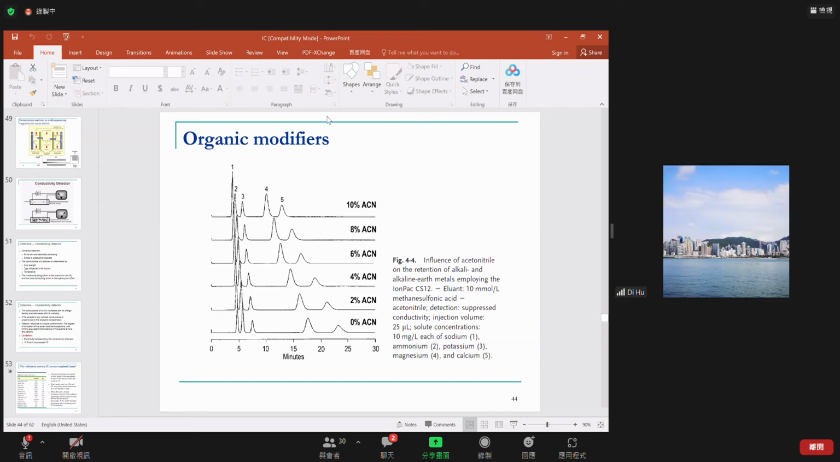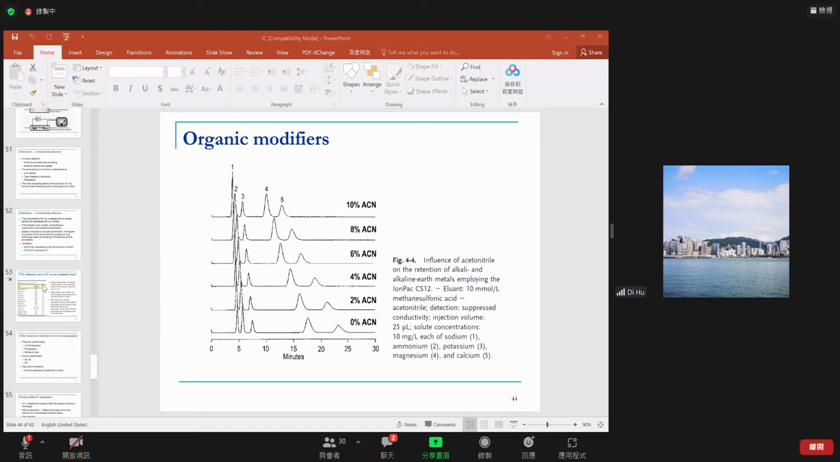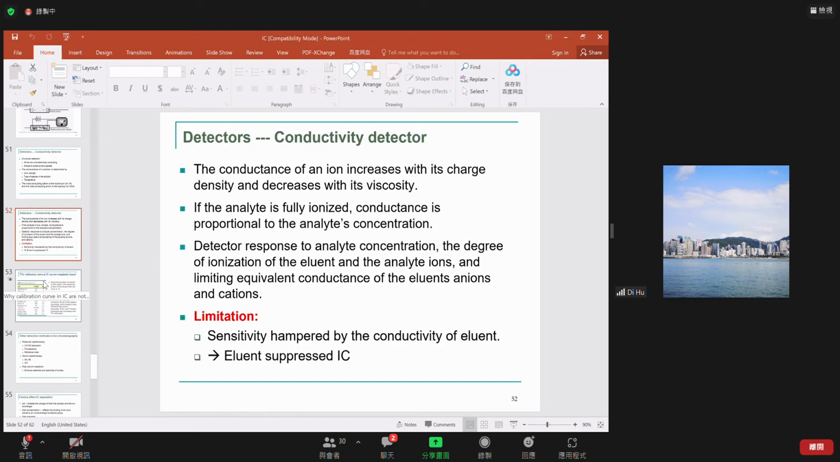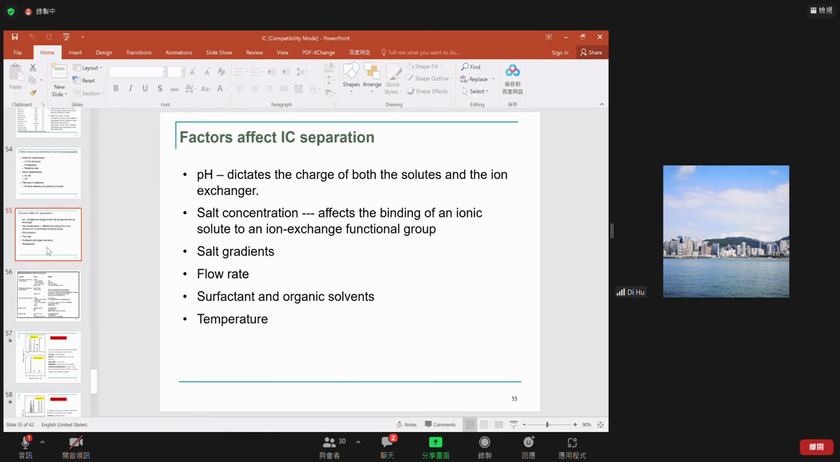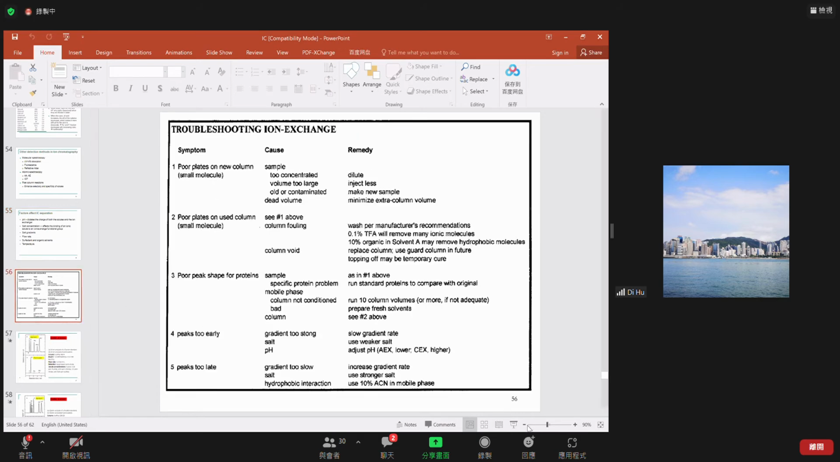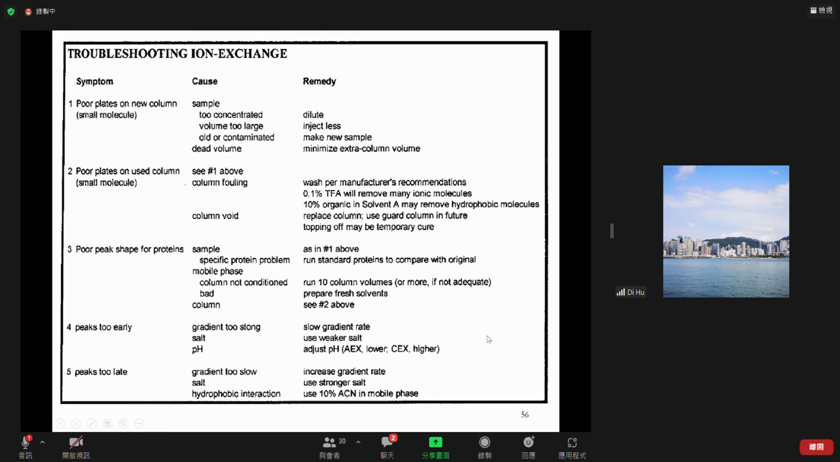Okay, so that's a line. And here you see there are different factors that really influence the separation: pH, salt concentration, salt gradients, flow rate, and temperature. And here is a table that shows some of the troubleshooting of ion exchange.